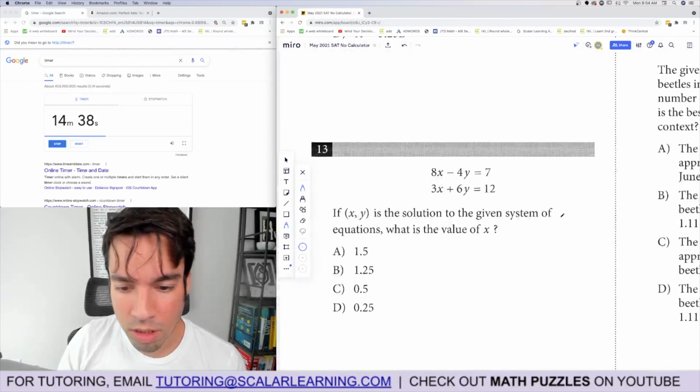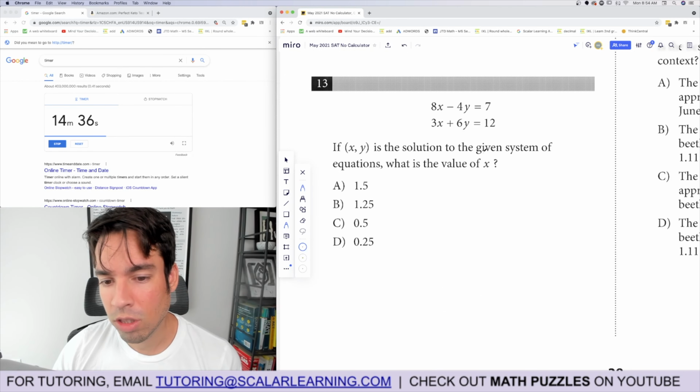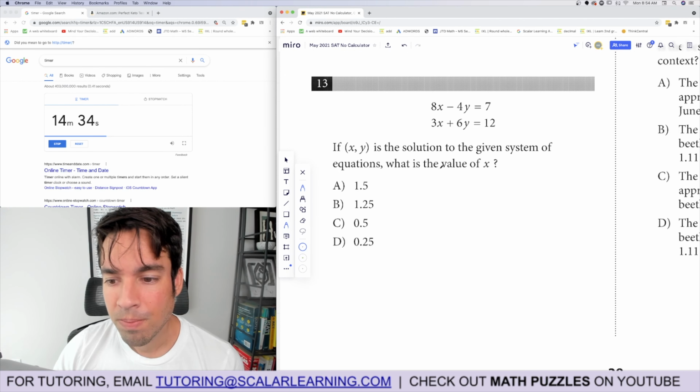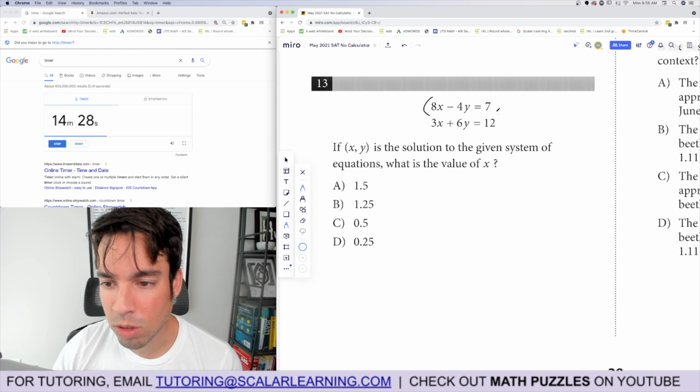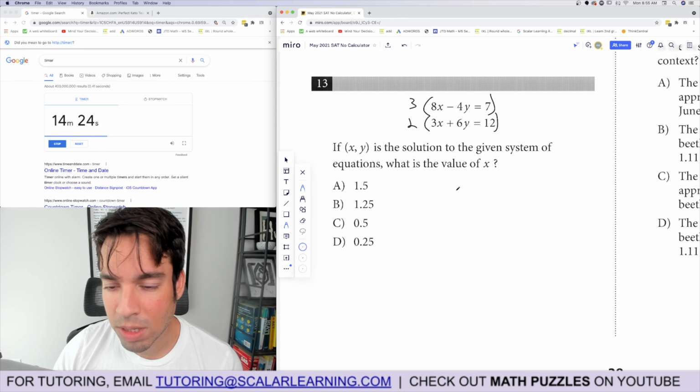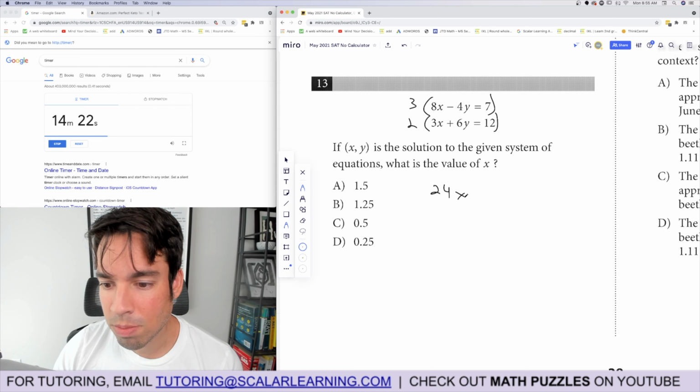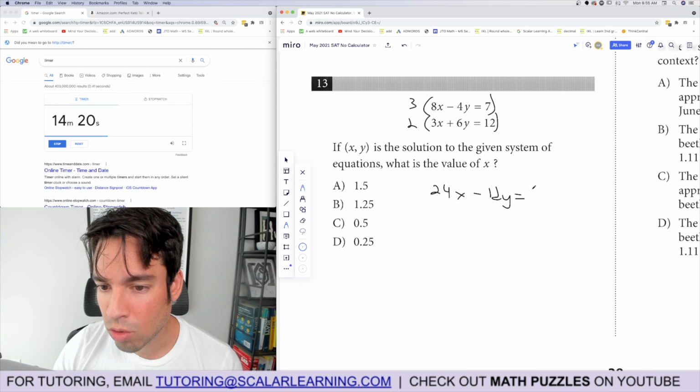Where's 13? If xy is the solution to the given system of equations, what is the value of x? Okay, system of equations, let's solve. Let's use elimination. I'm going to multiply the top by 3. See how the y's are already opposite signs? That's nice. I'll multiply that by 2. So I got 24x minus 12y equals 21. Then on the bottom, I got 6x plus 12y equals 24.